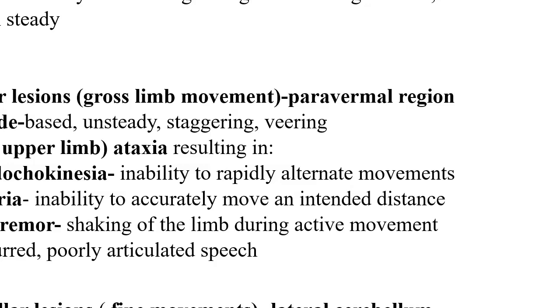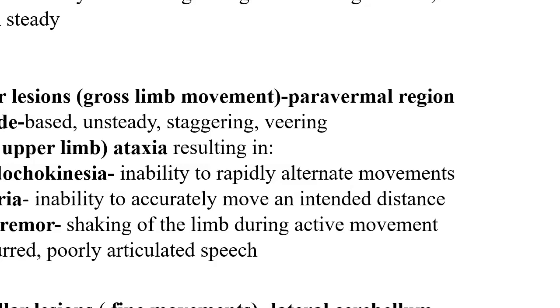So spinocerebellar lesions, again, we remember that's the part of the cerebellum that helps with gross limb movements, that paravermal region. So with these folks, we see an ataxic gait, which is wide-based. They're unsteady, they're staggering, they kind of look drunk when they're walking, they veer. You can also see with these folks limb ataxia, which could be lower or upper limb ataxia, and that results in dysdiadochokinesia, which is that inability to rapidly alternate movement.